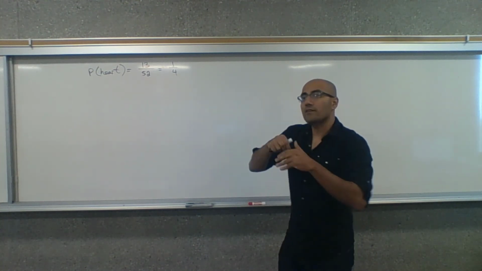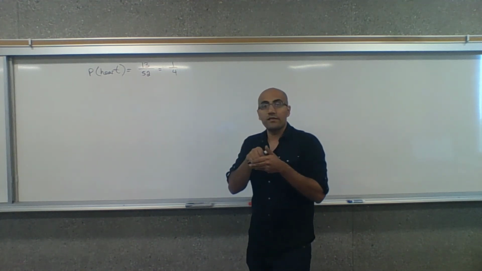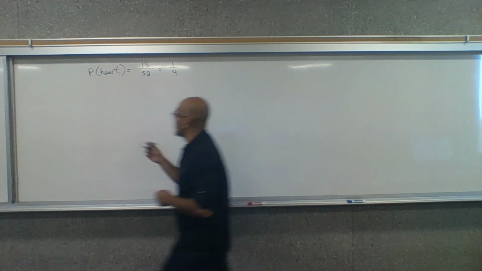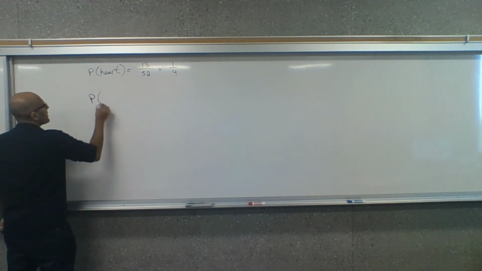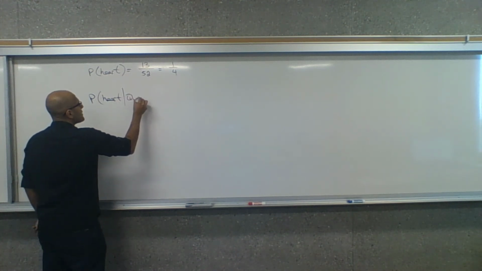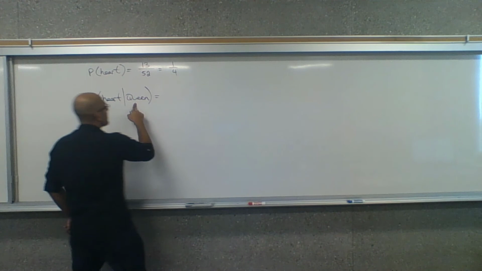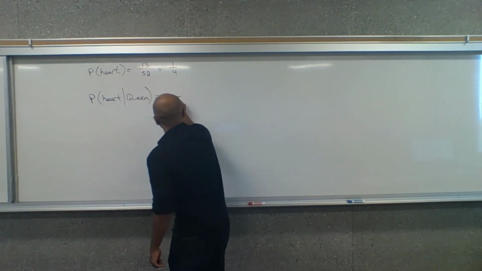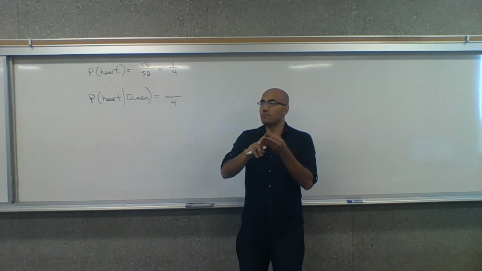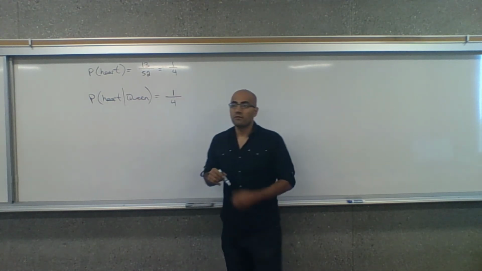So then you draw that card, and your friend's like, I'll give you a hint. It's a queen. All right, how does that affect your life? Does that change that probability? So now we get that the probability that it's a heart, given that you definitely know that it's a queen, is equal to, well, now that you know that it's definitely a queen, there's only 4 options that it could be. Queen of hearts, queen of diamonds, queen of spades. Okay, so 1 out of 4.